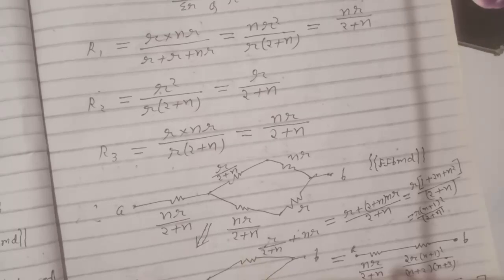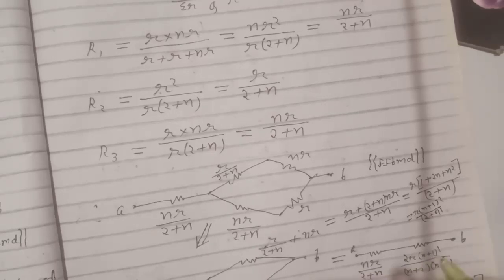Now these two are in parallel, so we have to calculate the equivalent value of these two, and now this whole circuit will transform into this. Now this and this equivalent will be in series. Here it is shown, this value is NR by 2 plus N, and the equivalent of these two is 2R into (N plus 1) whole square by (N plus 2) into (N plus 3). We have calculated this value.